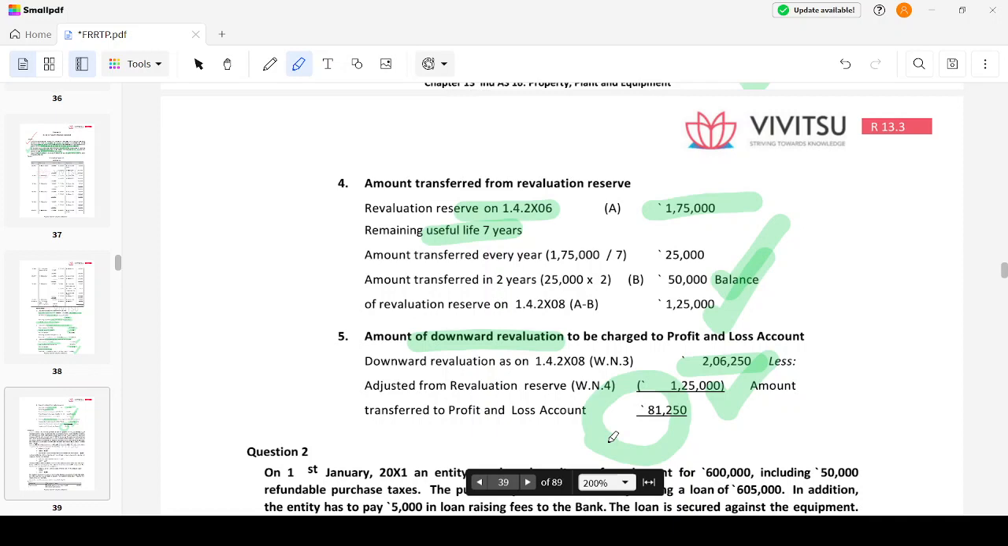This is where the students make the mistake. They forget that it has been revalued 2 years before. The upward revaluation was done 2 years before, and what they generally do is 2,06,250 minus 1,75,000, and they put the answer as 31,250 as the amount to be charged to profit and loss account, which is wrong.